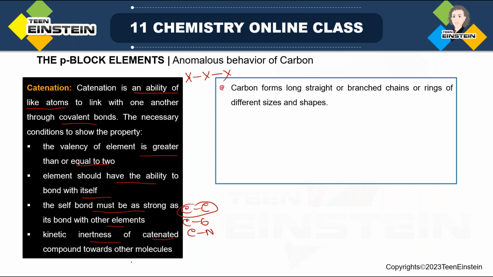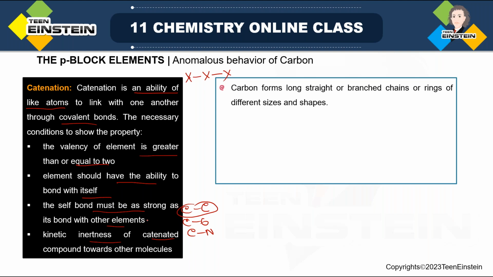Kinetic inertness of these catenated compounds toward other molecules. Once the catenated compound is formed, where there is a bond between like atoms, it will show kinetic inertness. That means it will not have a tendency to react with other compounds immediately. Kinetics means how fast it is occurring. It is not thermodynamically inert. So if you change the conditions, suppose you increase the temperature, then maybe it will be fast. But under normal conditions, if you consider how fast it will react, that is not present. It is kinetically inert to other compounds.